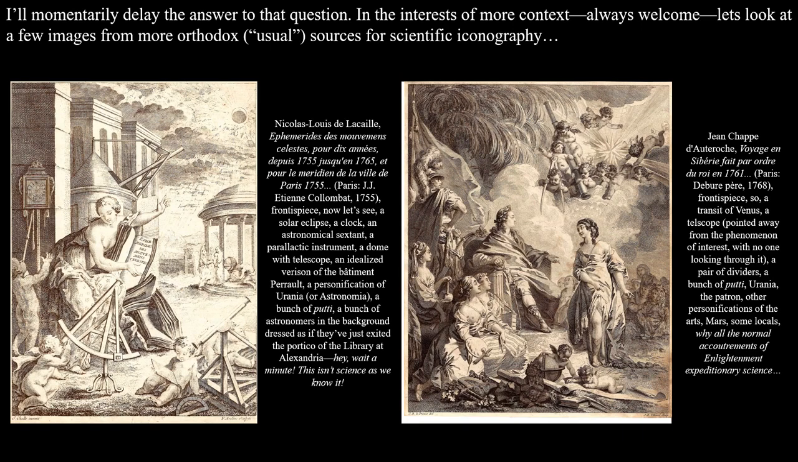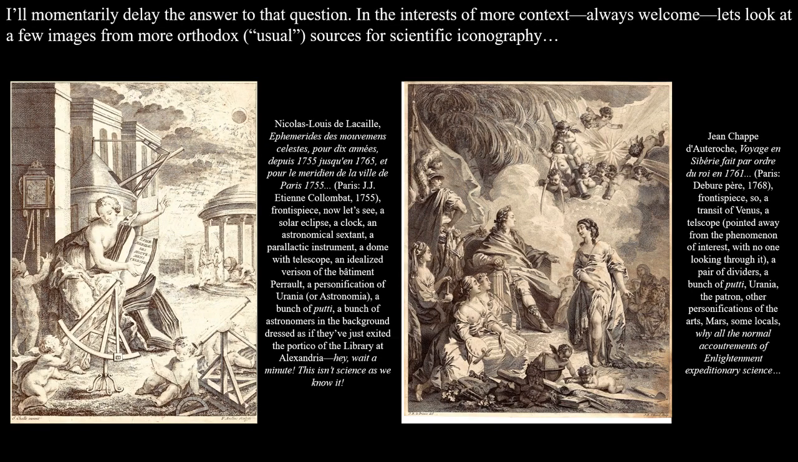Again, the frontispiece. Here we have a transit of Venus, a telescope which is pointed away from the phenomenon of interest, and no one is looking through it. We have a massive pair of dividers, a bunch of putti, Urania, Louis XV, depicted as the patron of astronomy, other personifications of the arts, seated, Mars, depicted as Louis XV's Minister of War, a bunch of locals. Why all the normal accoutrements of 18th century expeditionary science?